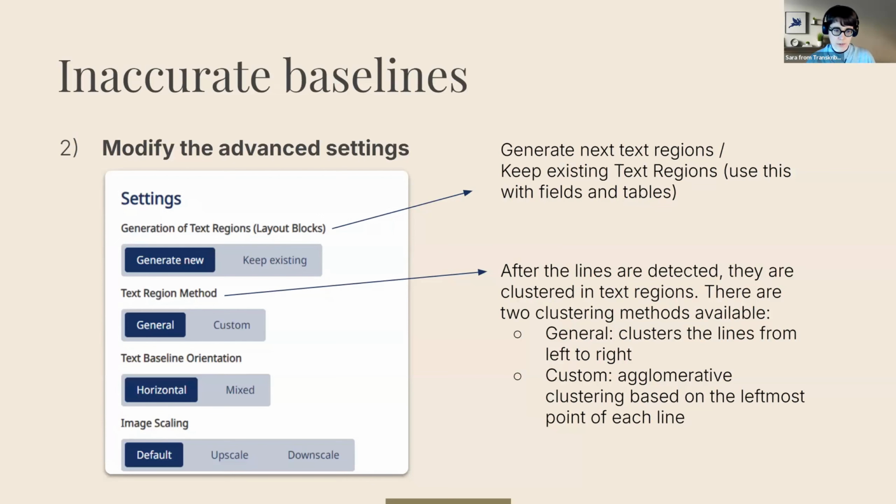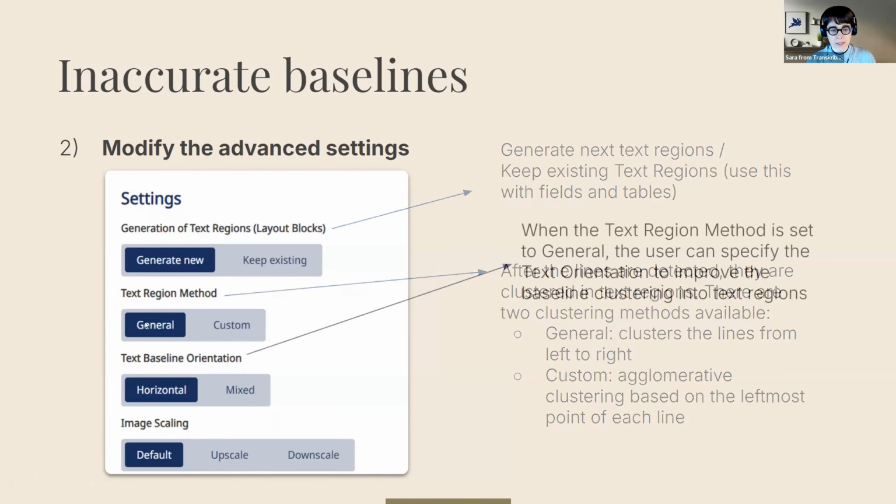There is the general algorithm that clusters the lines from left to right and from top to bottom. And then we have the custom algorithm, which is a narrative clustering based on the leftmost point of each line. Usually the general one is the better one, but you can also try the custom one.